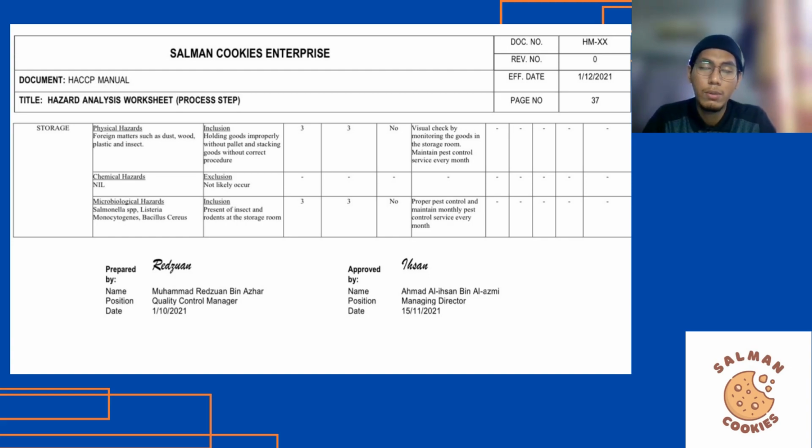Next, the microbiological hazard was caused by the presence of insects or rodents during the storage session, where the storage room might have rodents or insects that might contaminate the product or the goods itself. Thus, this hazard is not significant, but to keep both hazards controlled, a visual inspection and proper pest control must be done properly by our employees in order to eliminate both hazards.